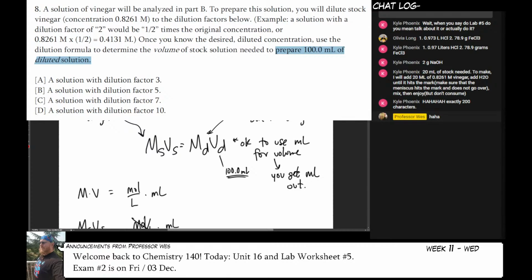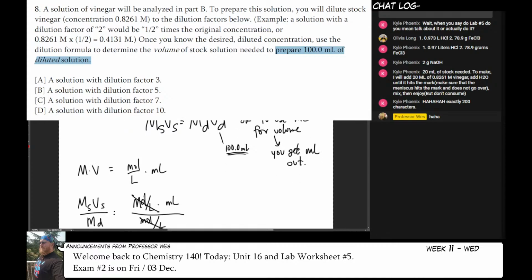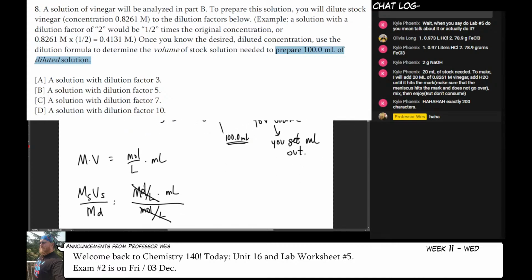If it makes you more comfortable and you don't really want to think, oh, do I need to do milliliters or liters for this, you just turn everything to liters and it's safe. But for the dilution formula, whatever volume unit you put in is the unit that you get out. So we'll punch all this in.